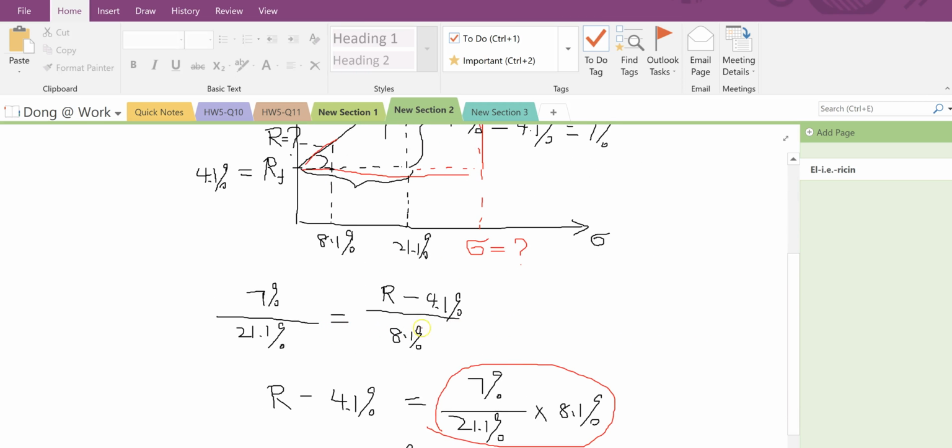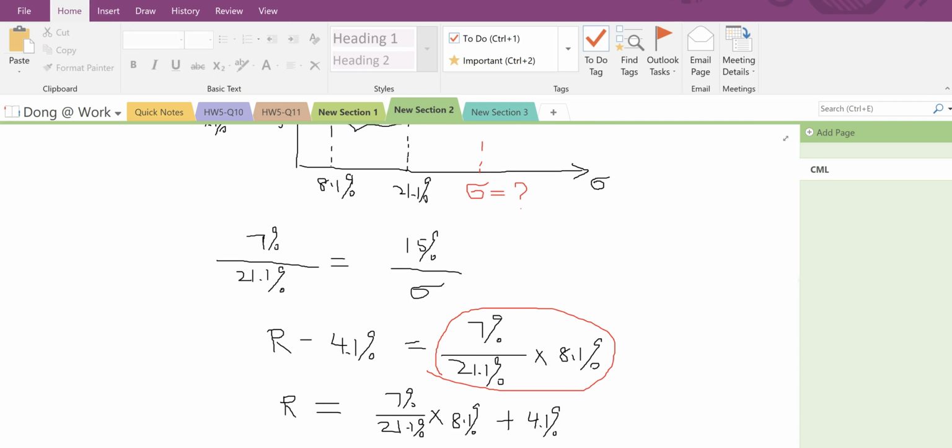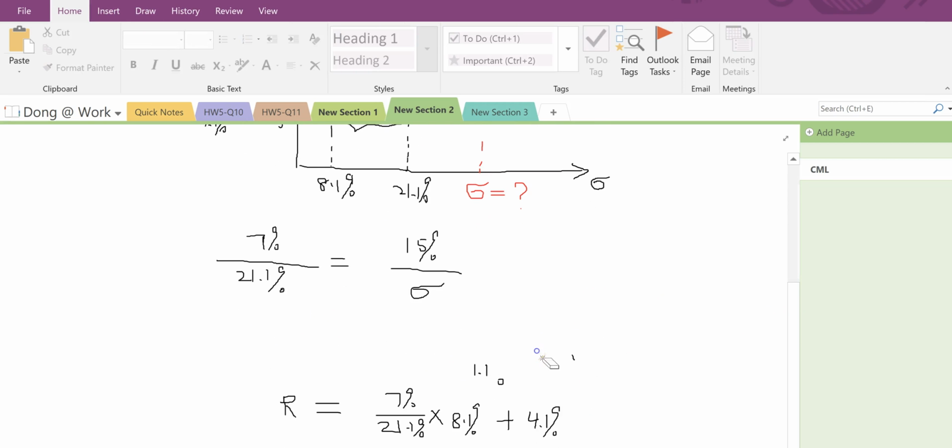So now let me simply erase this, just to save some writing, because I'm using the mouse so it's not very easy to write. So 15% divided by this unknown sigma. Okay, so now how do we solve this equation?